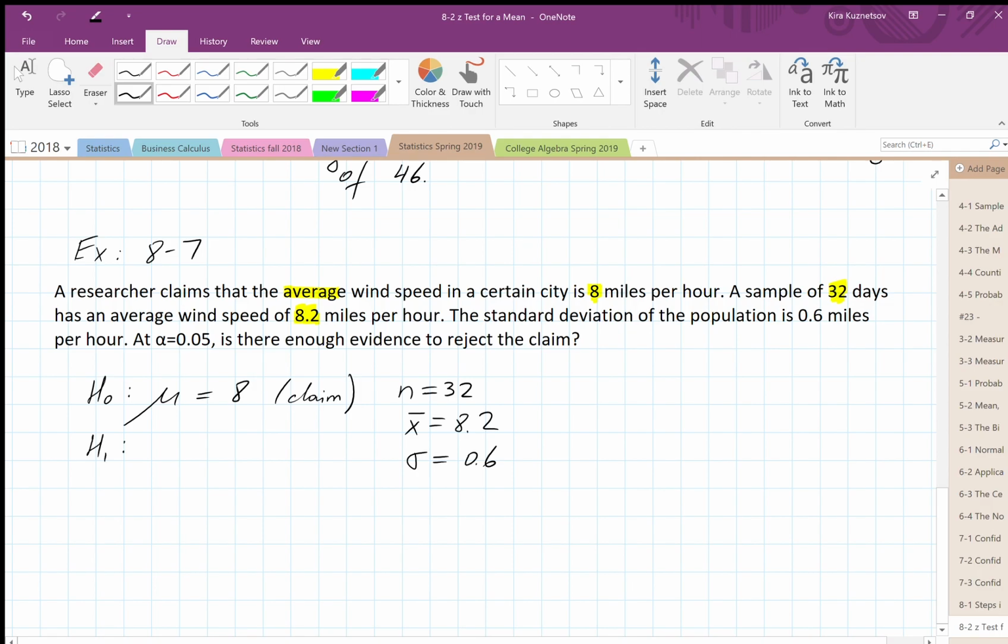The alternative hypothesis, if there are no words that say greater versus less than, you must assume that it's a two-tailed test, meaning that you have a not equal to. The fact that I'm hypothesizing about a mu with a standard deviation of a population given, with a sigma known, we are using a z-test. Please state the test and state whether it's a two-tailed or a one-tailed test.